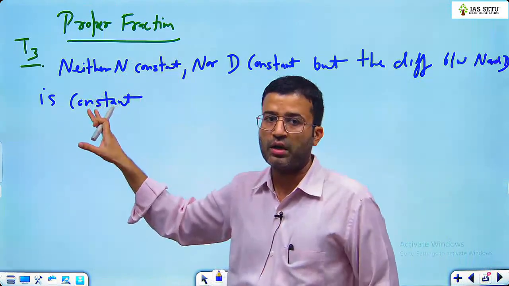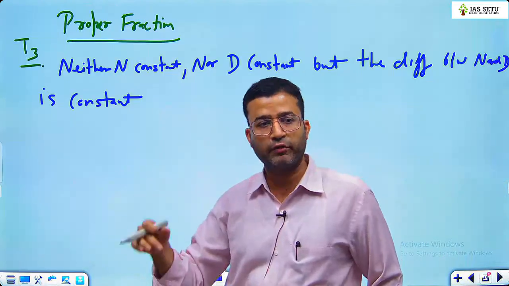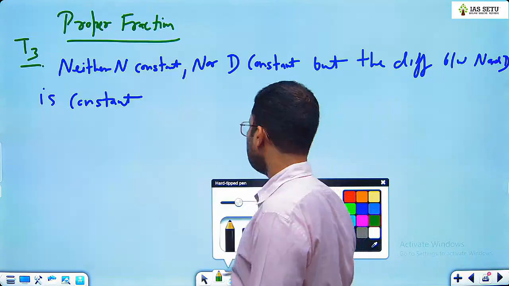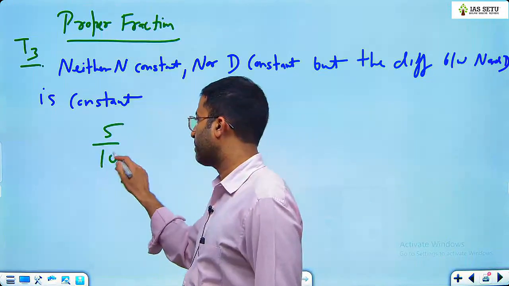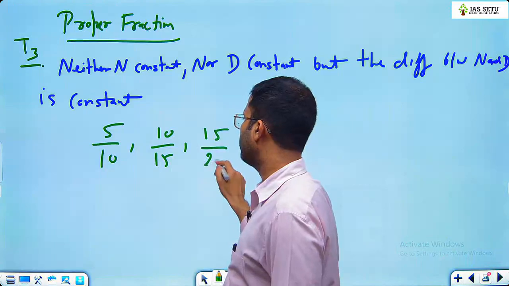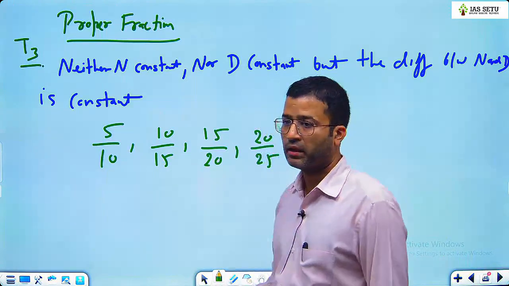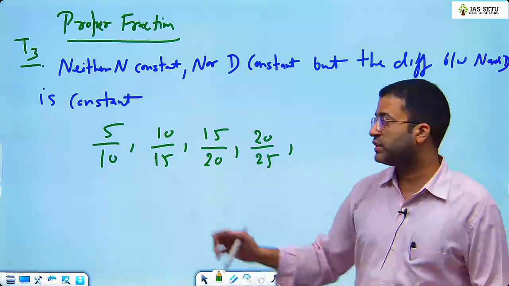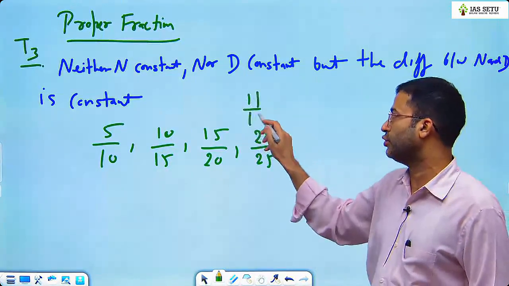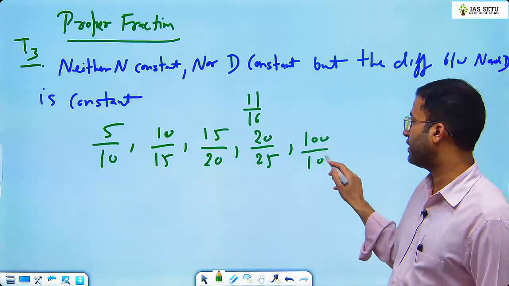fraction. I give you example, you write the same example after 3 months. If you have to revise, you revise with the same example. Example लिख लो. 5 by 10, 10 by 15, 15 by 20, 20 by 25. It is not necessary कि मैं 10 को 10 यहाँ, ऐसा कुछ नहीं है. It can be 11 by 16 also, like 100 by 105.